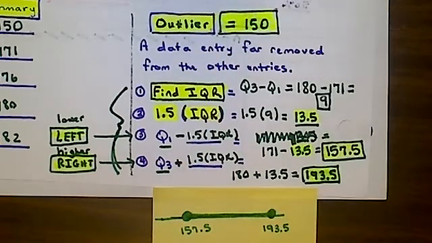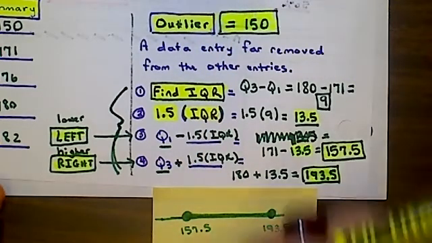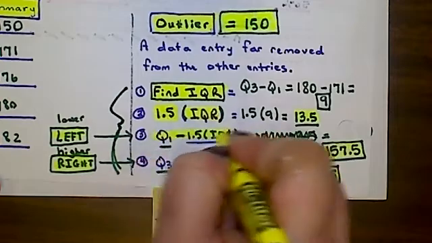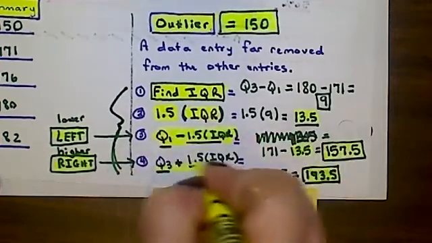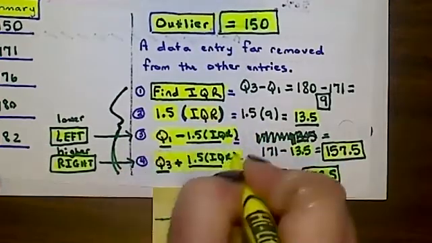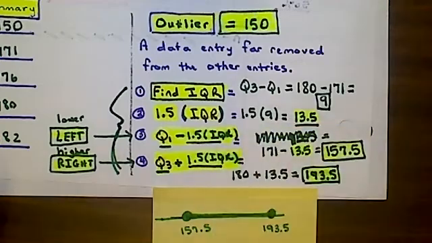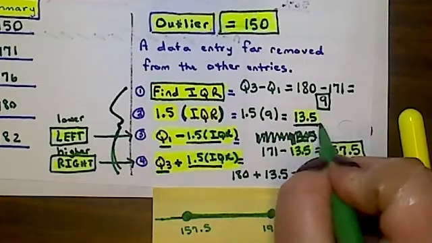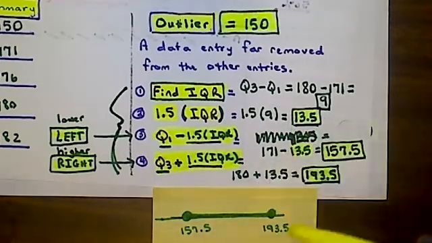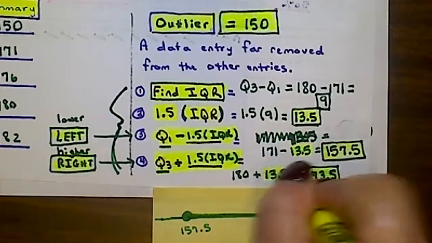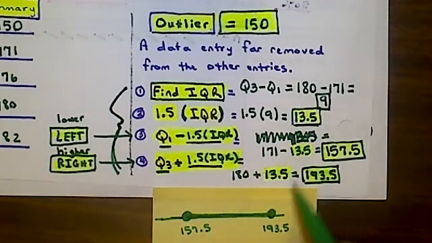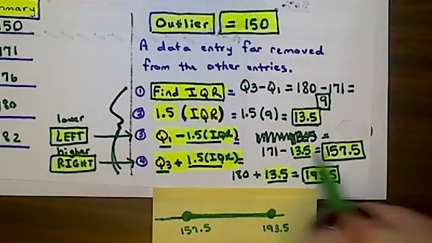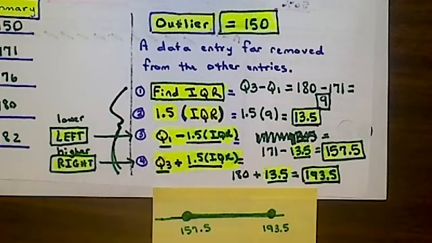Those are the steps you're going to use to figure out if something is truly an outlier. So definitely copy that down. And remember, whatever you get for this portion right here, you're going to add it to Q3, and you're going to subtract it from Q1.